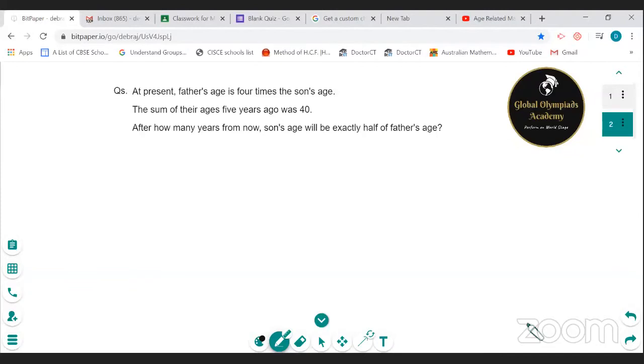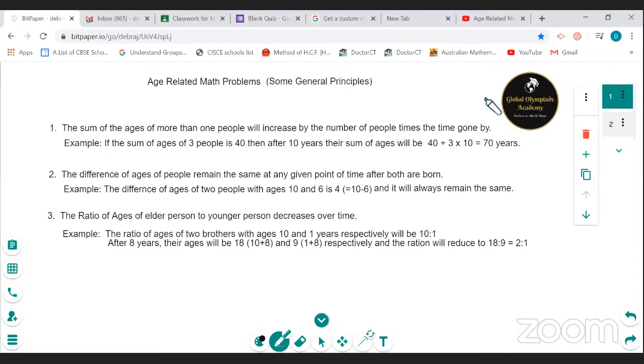So today we are going to discuss age problems, right? Before we proceed with age problems, let's understand some age-related math problems, some general principles about it.